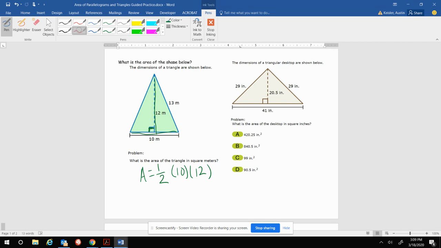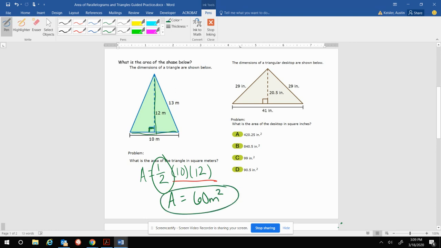Remember, I always say I like to multiply these two numbers first because that makes it a lot easier on us, because I know that 10 times 12 is 120. So then if I do a half of 120, I get 60 meters squared. So that's our formula of that triangle. The second one, the exact same way.